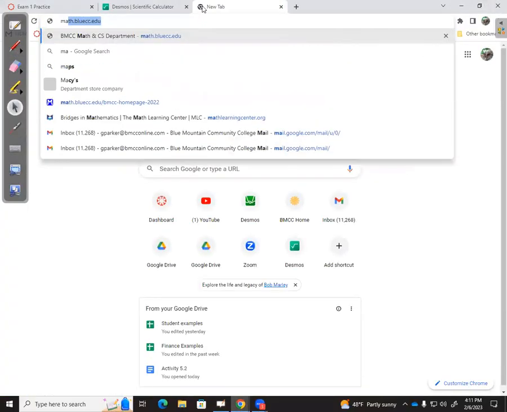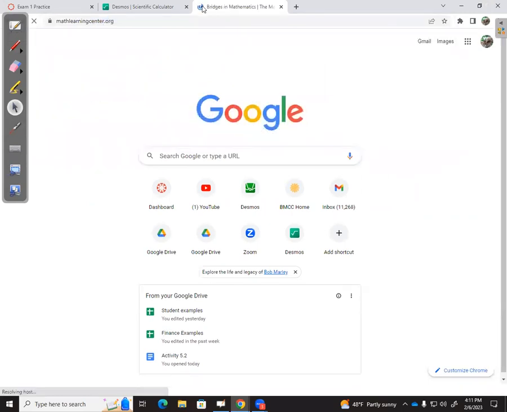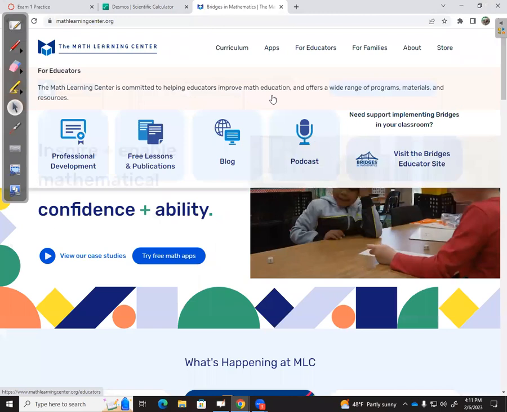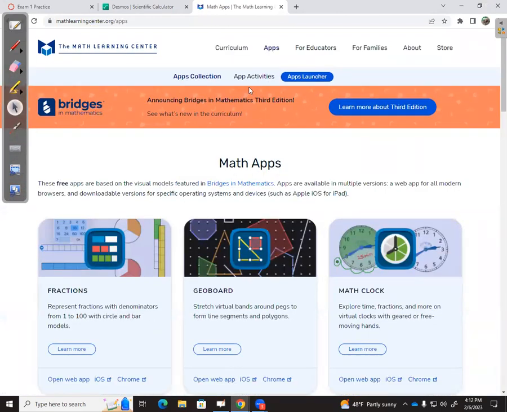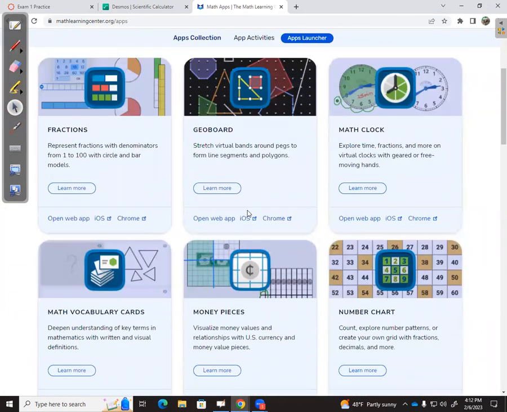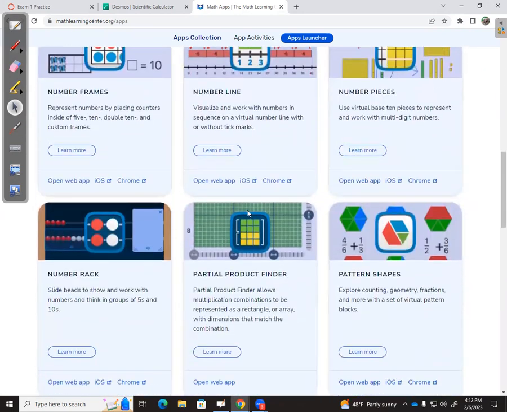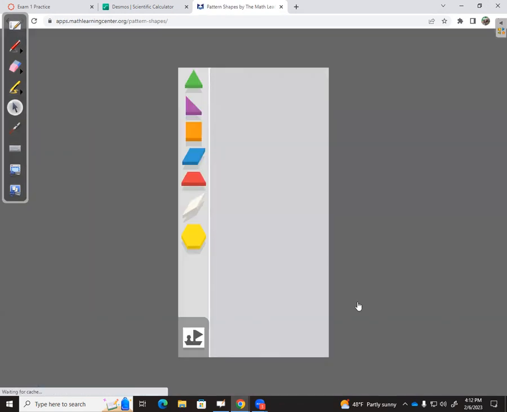The Math Learning Center .org has some great toys. And again, warning, typically if I'm working with kids, I'm not going to use a computer. I'm going to get the physical toys to play with. Let's see, where are they here? Pattern shapes. And I want the web app. So if you're playing along, chat, video description.